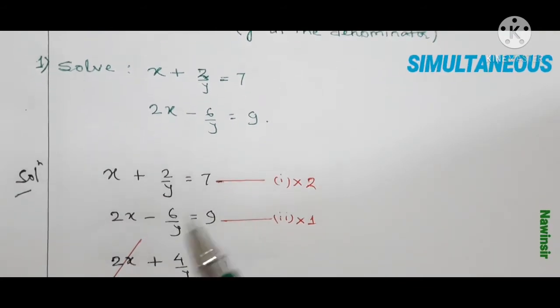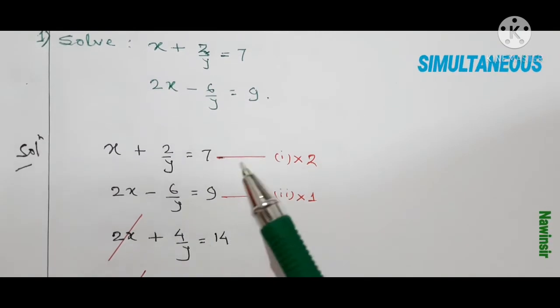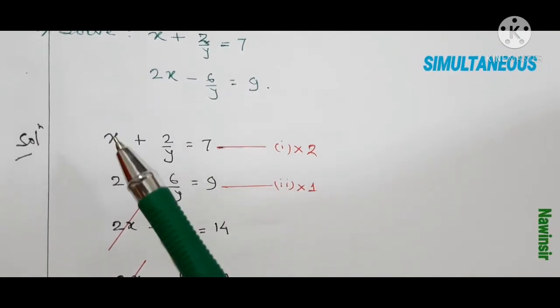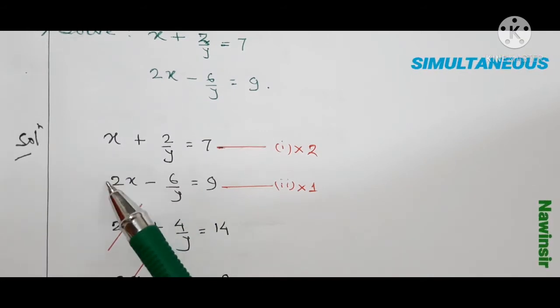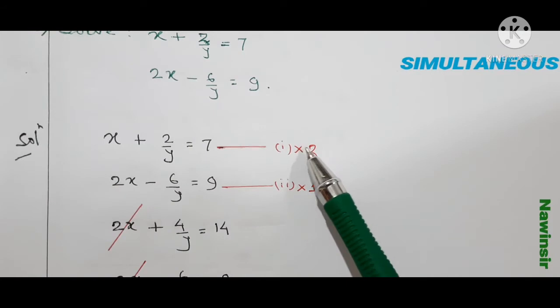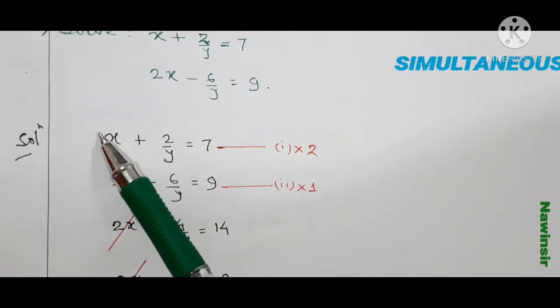Okay, keep them as they are. Okay, जस्तो छ त्यस्तै राख्नु. यसको अगाडि 1 छ, यसको अगाडि 2 छ, they are not equal, coefficients are not equal, so as usual you multiply this with 2 and equation 2 with 1.